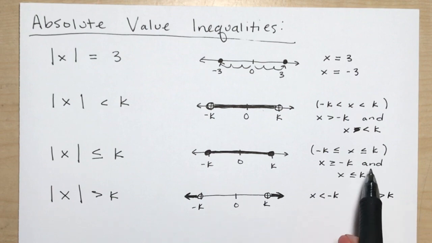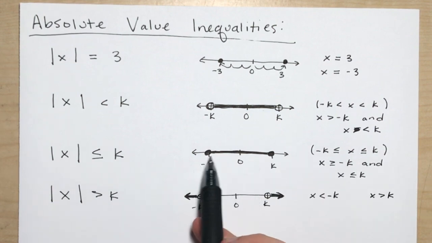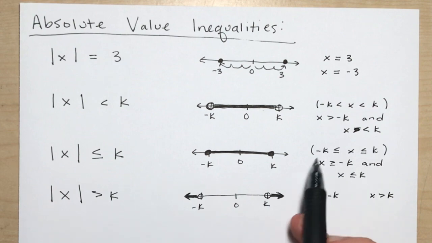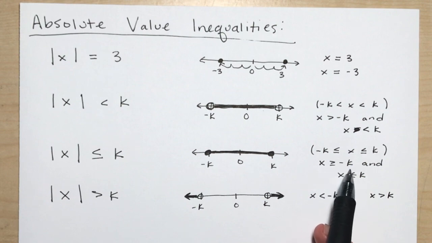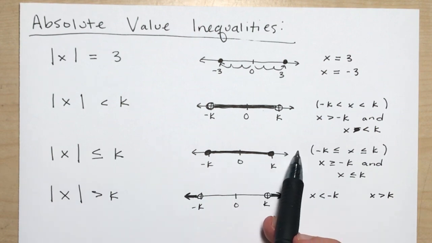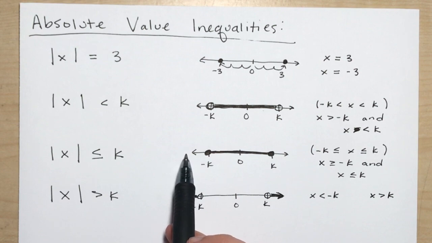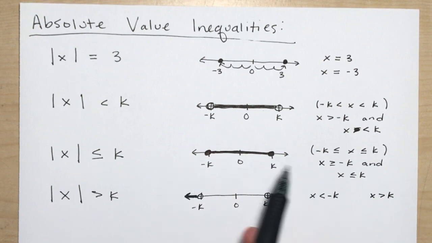However, if we look up here, we've been saying and. We have both of these. All of the points in here satisfy both conditions. It satisfies the condition that x is greater than or equal to negative k, and also the condition that x is less than k. Something might be greater than or equal to negative k, sort of in this zone, but not less than or equal to k, so we don't want to include that. Similarly, something might be less than or equal to k, but not greater than or equal to negative k, so we don't want to include that either.